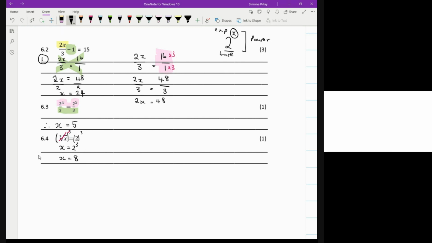And that is exactly what Umar did. He cubed both sides. On my left-hand side, cube root and cube canceled each other out. We were left with x, which is now equal to 2 cubed, and x is equal to 8. So that was beautiful.